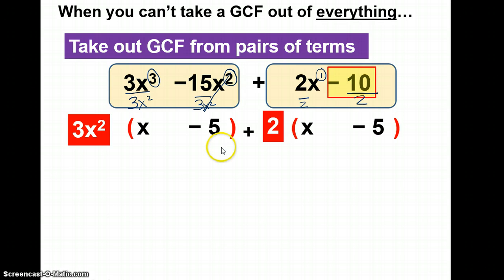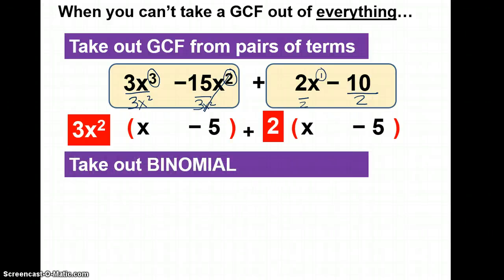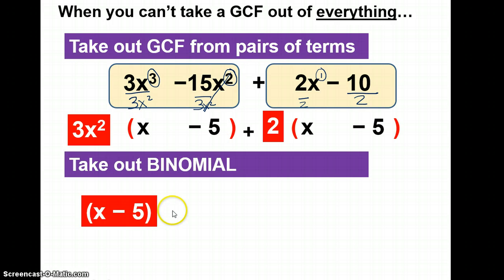All right, so let's take out the binomial. Let's factor out the binomial they now share, x minus 5. So we're going to do that. So I take out the x minus 5, and I'm left with x squared plus 2.